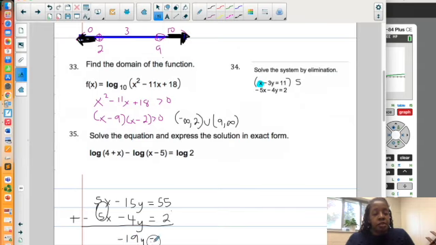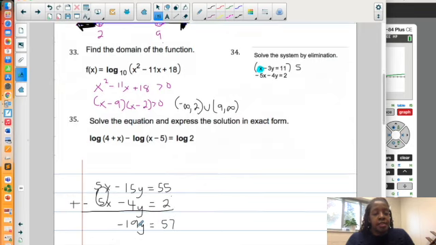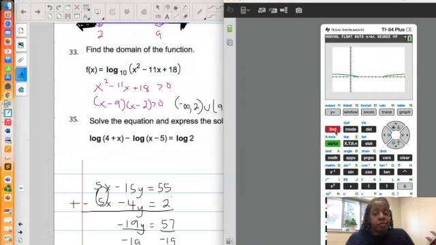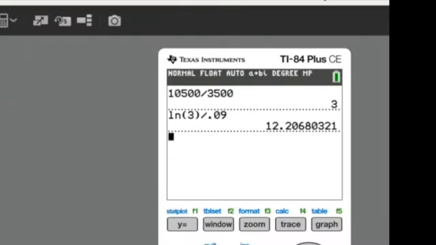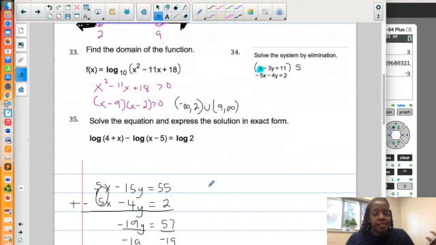55 plus 2 make a 57. And then we divide by negative 19, and we get y equals negative 3. But let's be sure. You know the all-knowing teacher makes a mistake every day. 57 divided by negative 19 equals negative 3, just like I said.